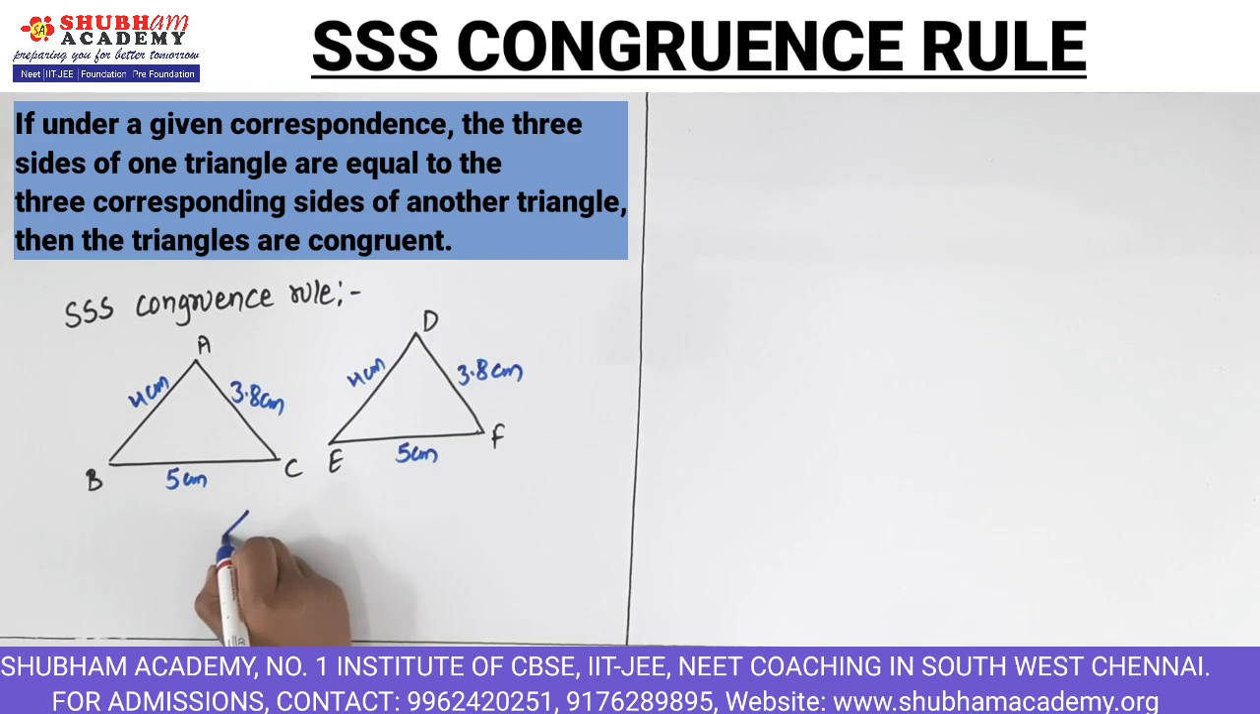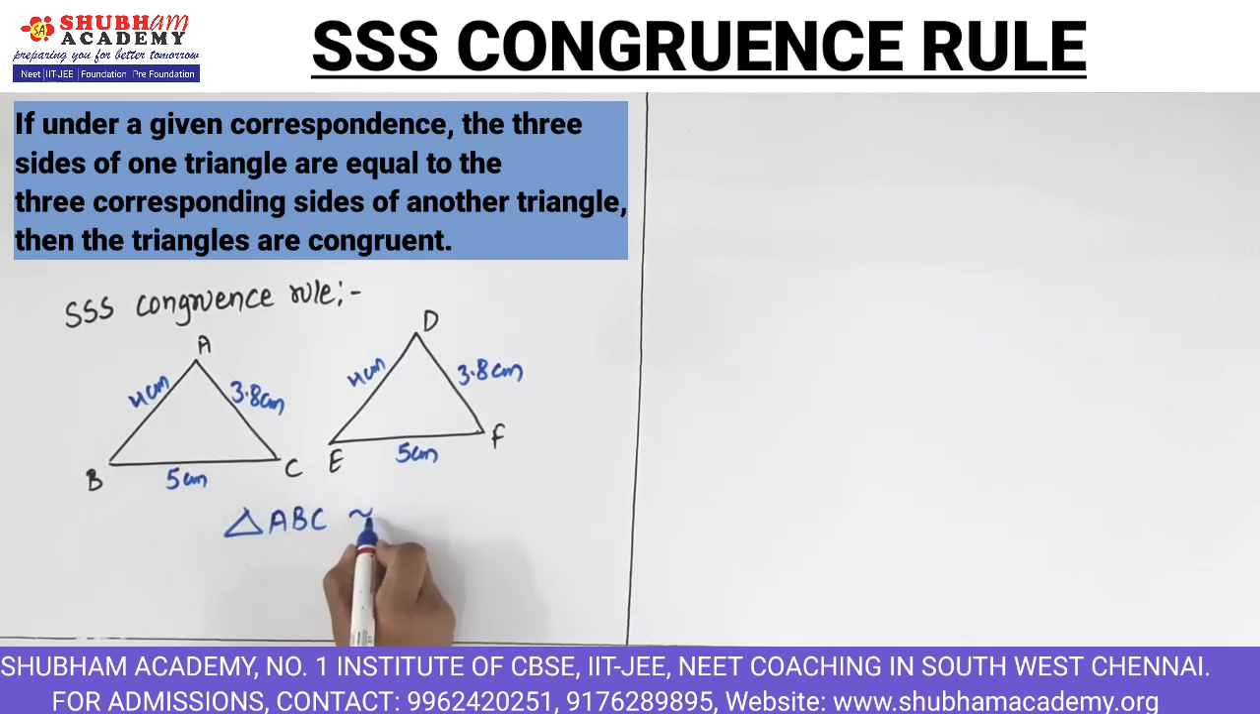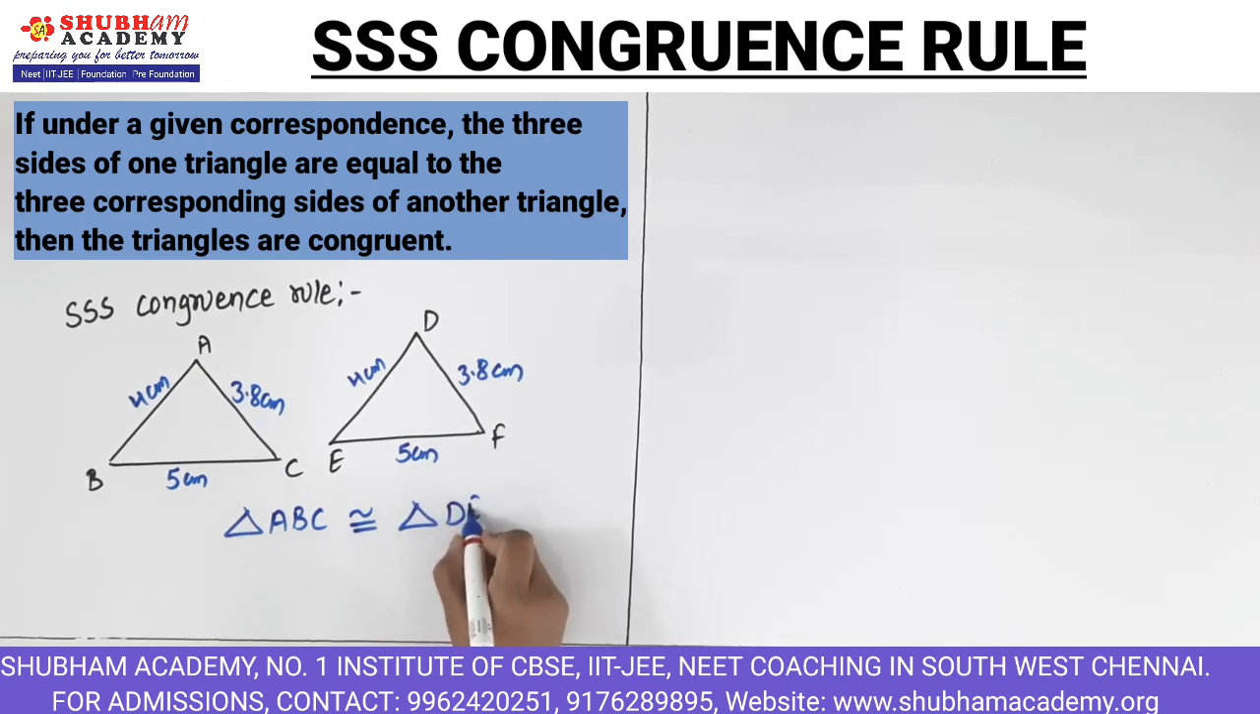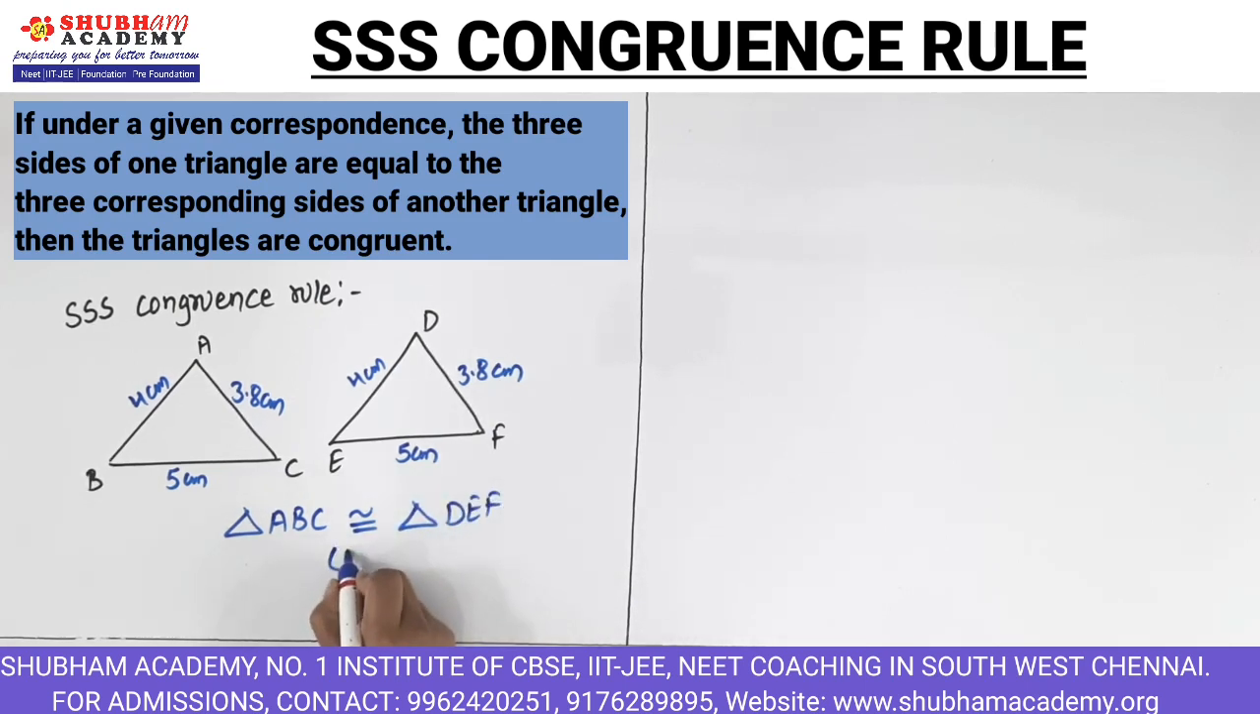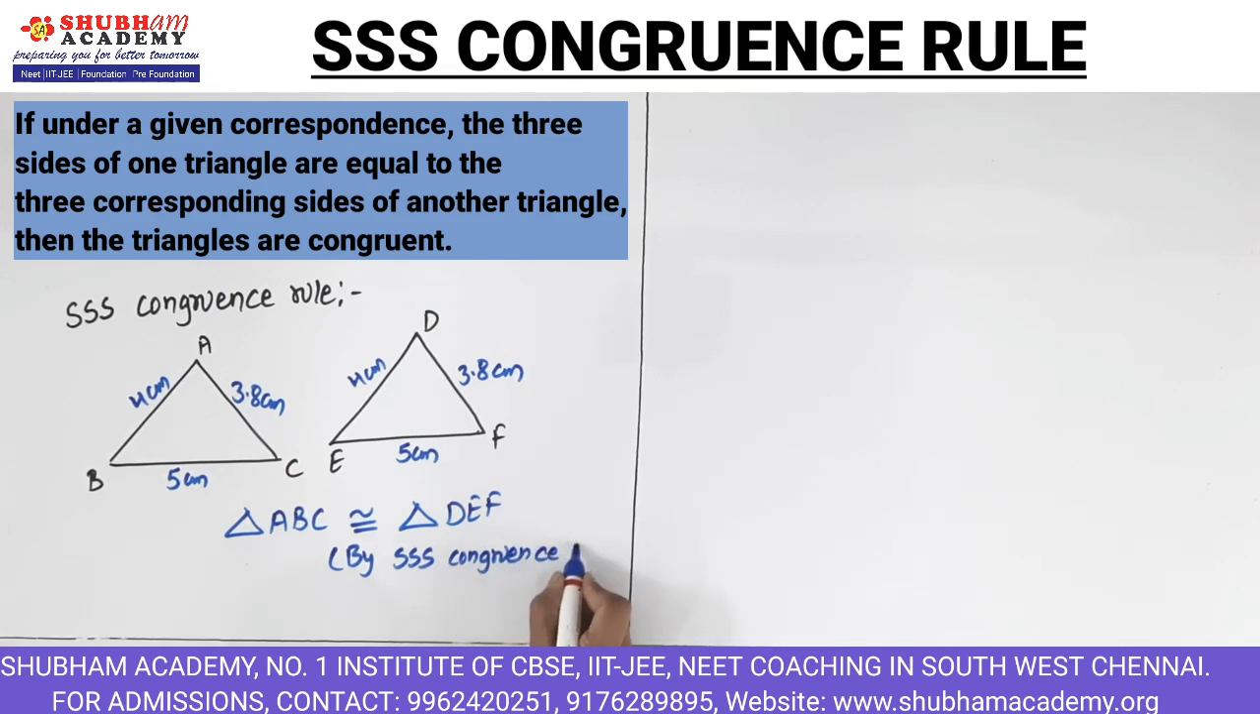We can say triangle ABC is congruent to triangle DEF by SSS congruence rule. So we'll try to understand it in a better way through an activity.